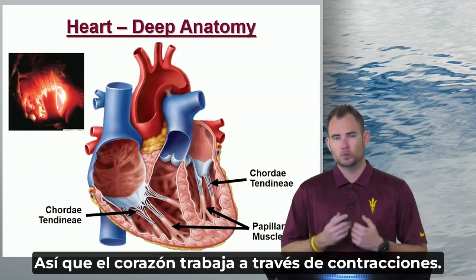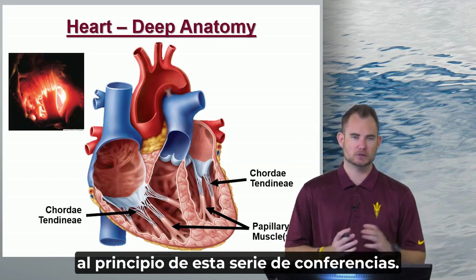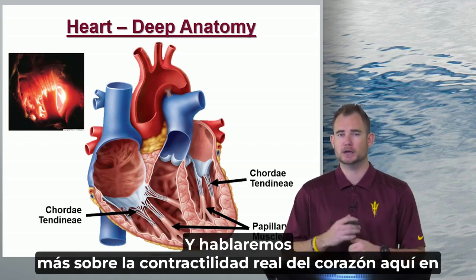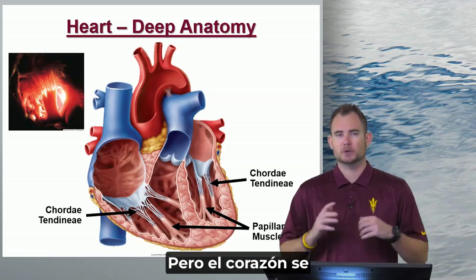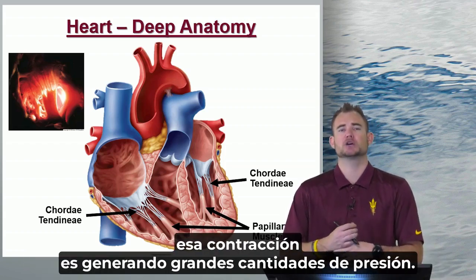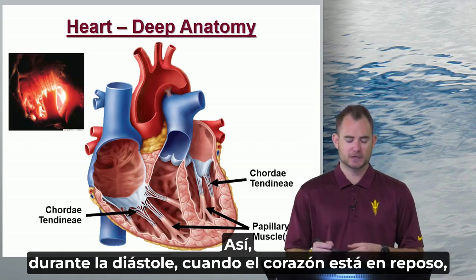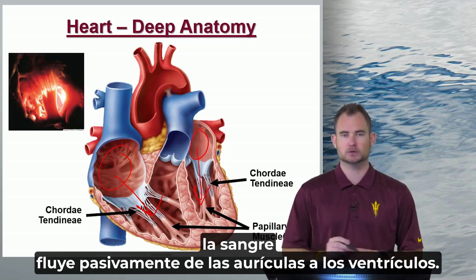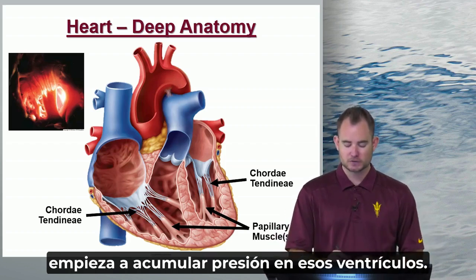So the heart works through contractions. You might have already glossed onto that from when we were talking at the very beginning of this lecture series. And we'll talk more about the actual contractility of the heart in just a few lectures, when we get into cardiovascular physiology. But the heart contracts, and the only way it's able to propel blood out through that contraction is by generating great amounts of pressure. So during diastole, when the heart is at rest, blood passively flows from the atria into the ventricles. When the heart begins to contract, it begins building up pressure in those ventricles.